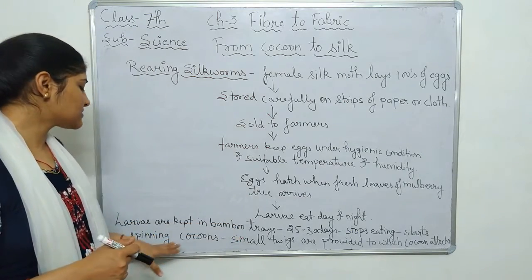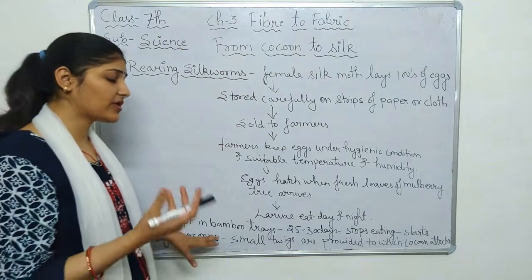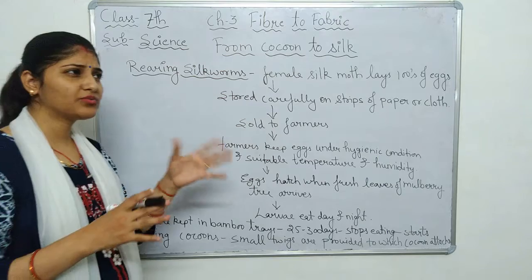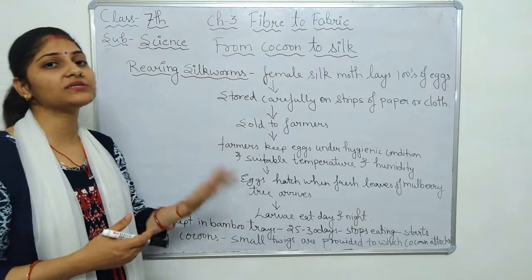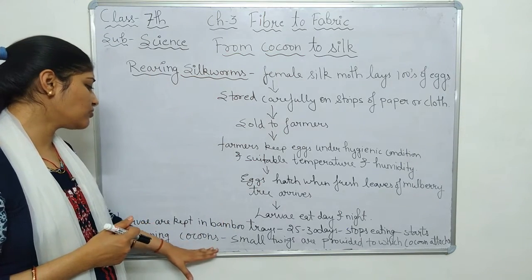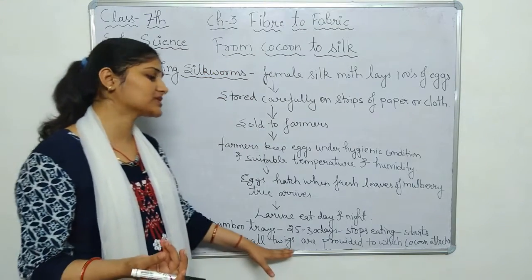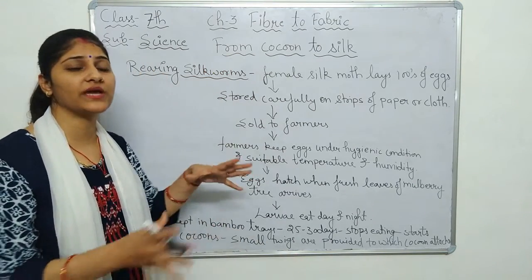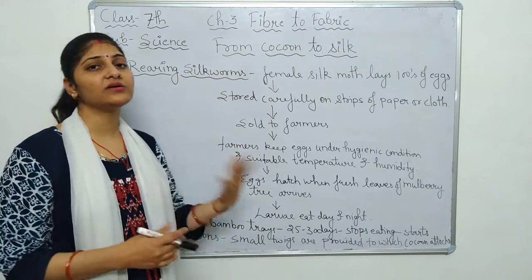Now after this, the larvae are kept in bamboo trays, and between 25 to 30 days they stop eating and start spinning the cocoon. Now for this cocoon to get an attachment, small twigs can be provided to which the cocoon gets attached. Now inside this cocoon the larva develops.